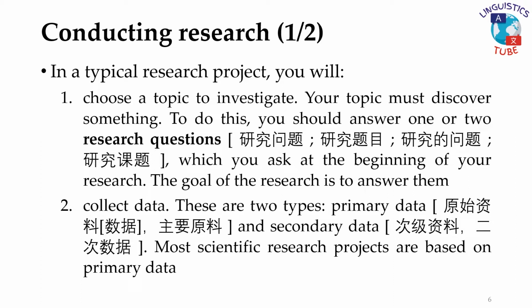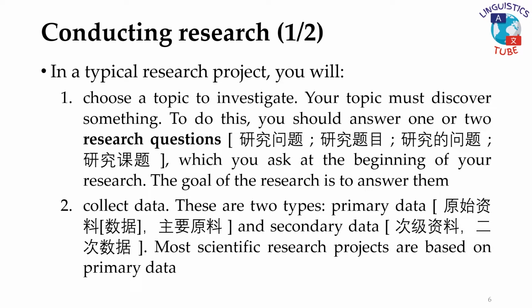The other type of data is secondary data. This is not original data because it is data that has already been collected and already exists somewhere. For example, another researcher could publish his or her previous data online.